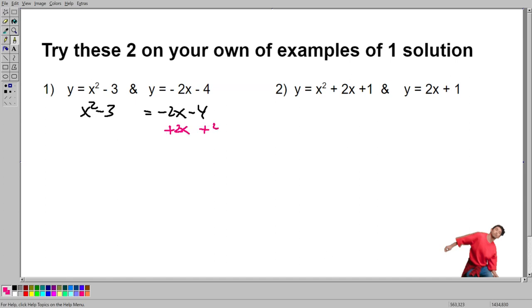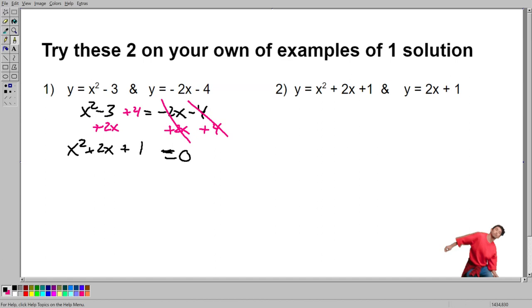So, I'll go ahead and complete the inverse operations for each. So, we'll go ahead and add 2x to both sides and add 4. Those two will cross out. Now we're left with something equal to 0. All right. What do we have? x squared, let's combine like terms, plus 2x. And then we have negative 3 plus 4. We know negative 3 plus 4 is 1.